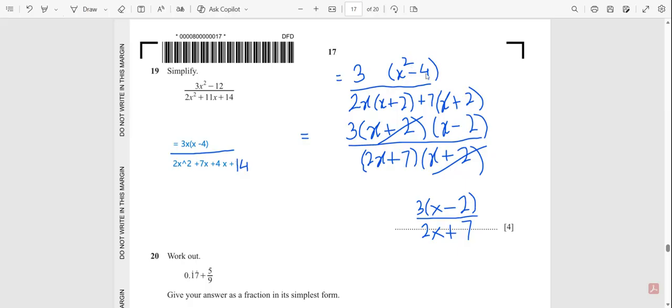x squared minus 4 is basically a squared minus b squared, which can be written as (a plus b)(a minus b). So x squared minus 4 is written as (x plus 2) into (x minus 2), over (2x plus 7) into (x plus 2). x plus 2 cancels out. So we are left with 3 into (x minus 2) over (2x plus 7).